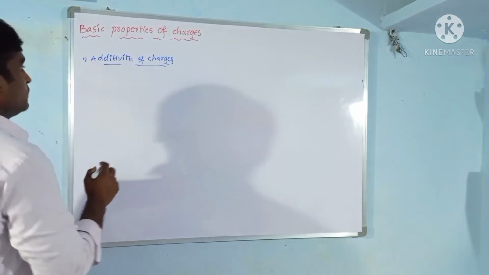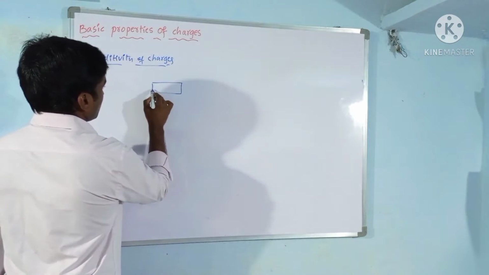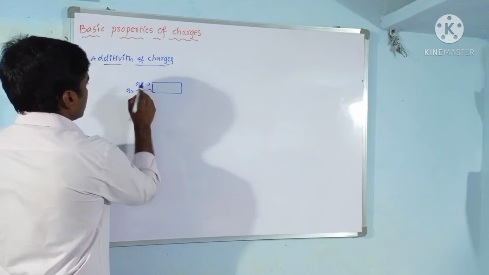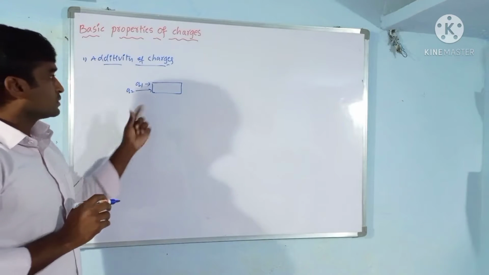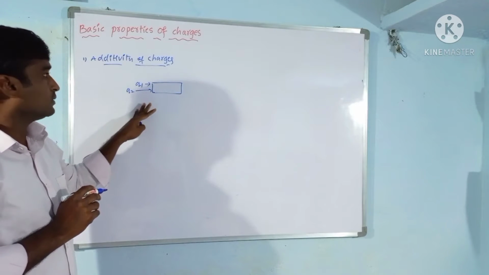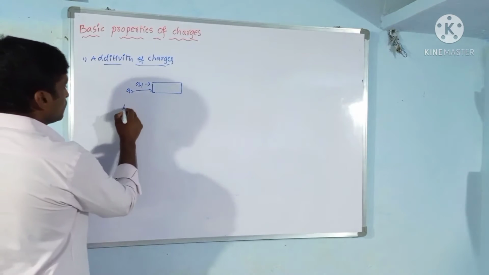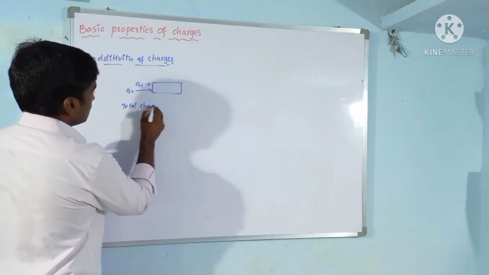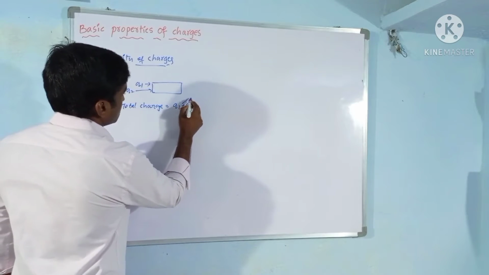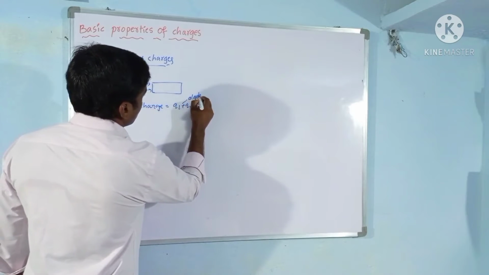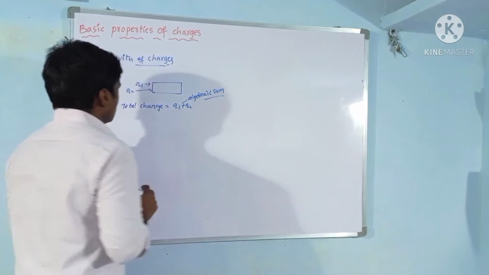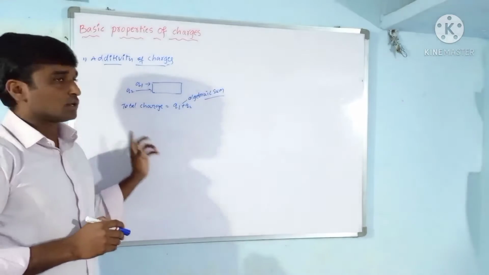Suppose this is a system. If I give a charge q1 to this system, and after some time I give the charge q2, what is the total charge of the system? The total charge of the system is the algebraic sum of these two. Total charge is equal to q1 plus q2. So the algebraic sum of the charges gives the total charge of the system.